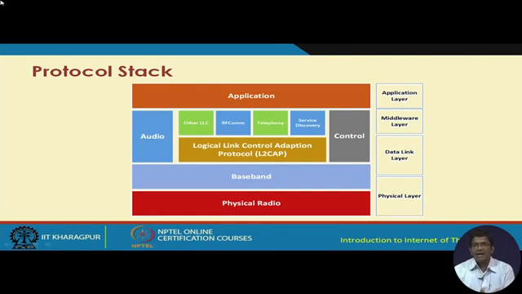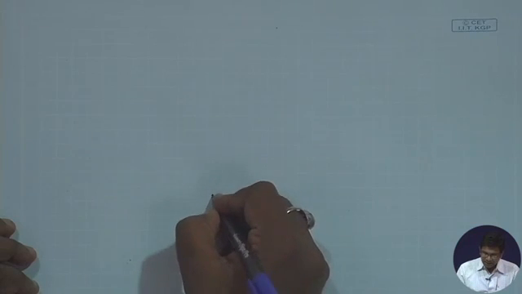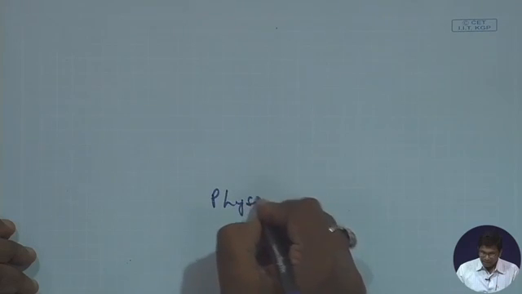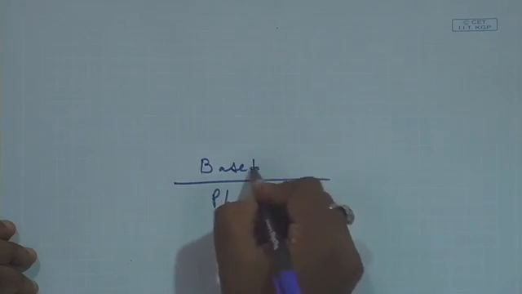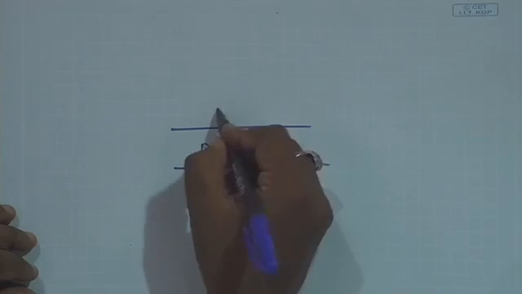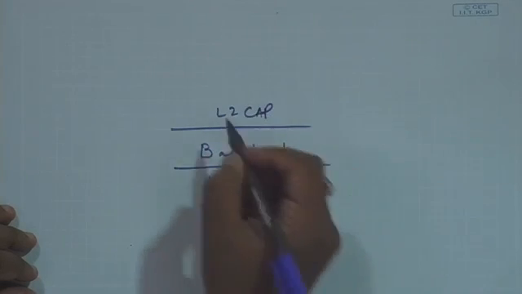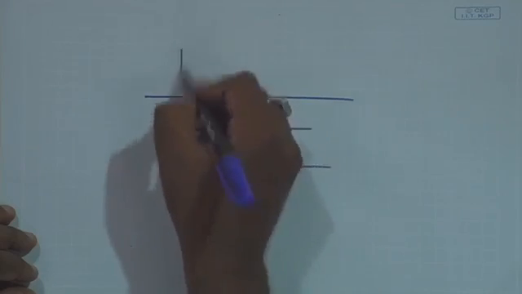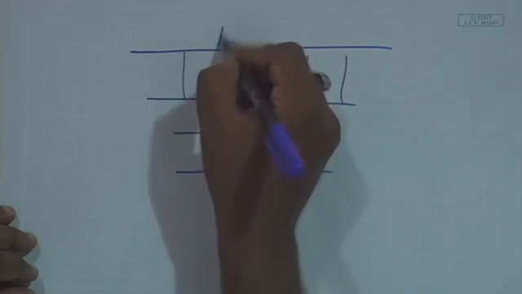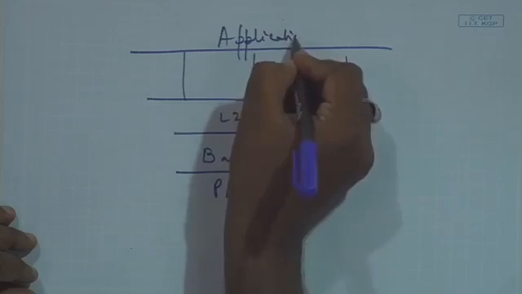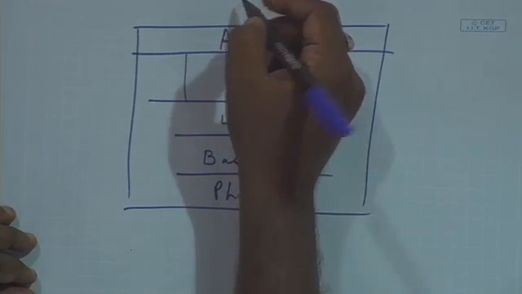So this is the protocol stack that I was talking to you about earlier. What we have is the physical layer, then the baseband layer, the L2CAP, and then some other layers and corresponding protocols supported in the top layers, and then the application layer. So these are the different layers in the Bluetooth.